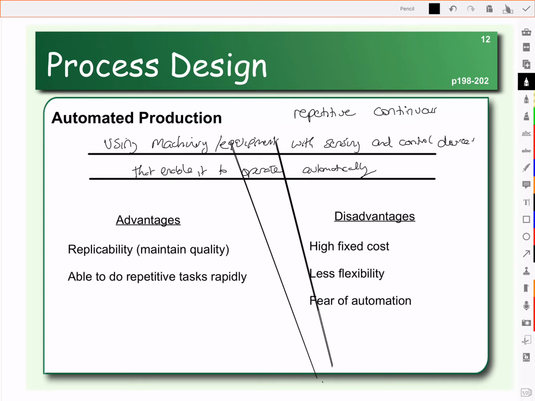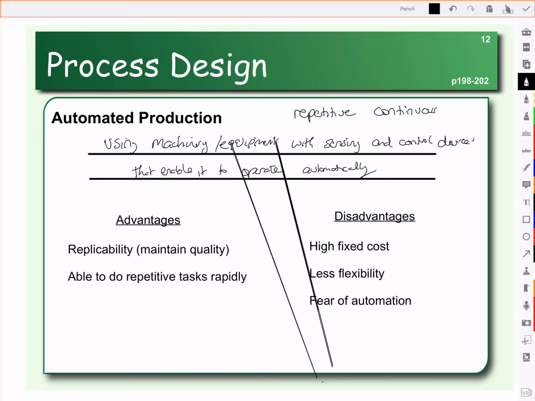So in a moment we're going to look at the different types of automation, but before we do that, let's look at some of the pros and cons of having automation within your company. So why would a company choose to use machines, robots that can operate automatically, without humans having to do each piece? Well, one of the benefits is replicability.